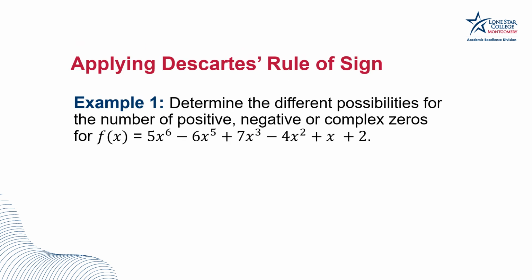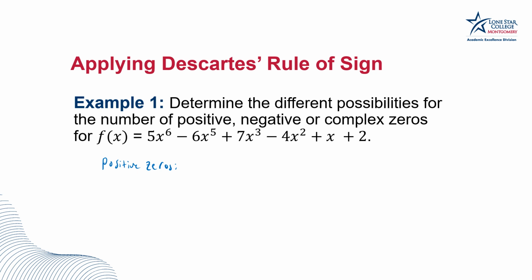Now let's apply Descartes' rule of signs to an example. The question says we determine the different possibilities for the number of positive, negative, or complex zeros for f of x equals 5x to the 6th minus 6x to the 5th plus 7x to the 3rd minus 4x squared plus x plus 2. The first thing we do is think about the number of positive zeros. To determine the number of positive zeros, we count the sign variations between each term in our original function here.